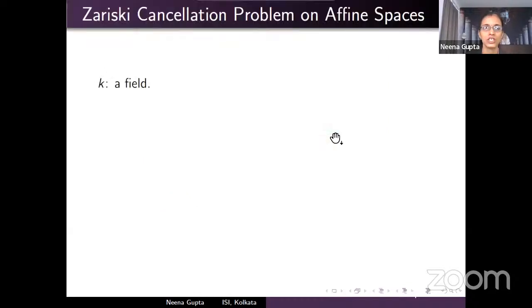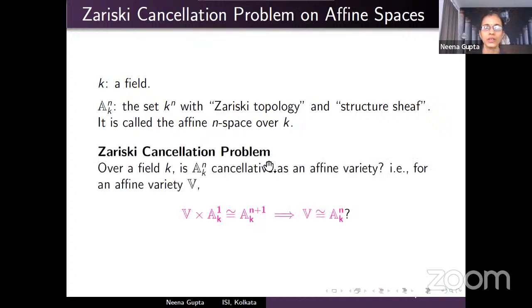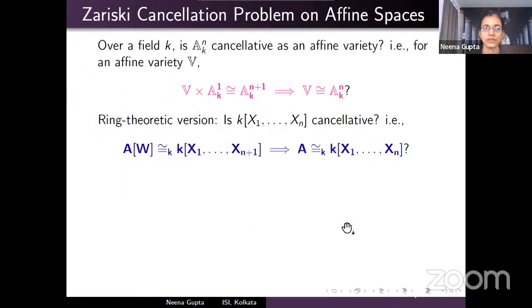We begin with one version of the cancellation problem due to Zariski. For me, K will always denote a field, and A^n_K denotes the affine n-space. It is the set K^n with a Zariski topology and the structure sheaf. And the cancellation problem of Zariski asks whether the affine n-space A^n_K is cancellative as an affine variety. That is, suppose V is any affine variety and the product space V cross the affine line is isomorphic to the affine n plus 1 space. Does this necessarily imply that V is isomorphic to the affine n-space?